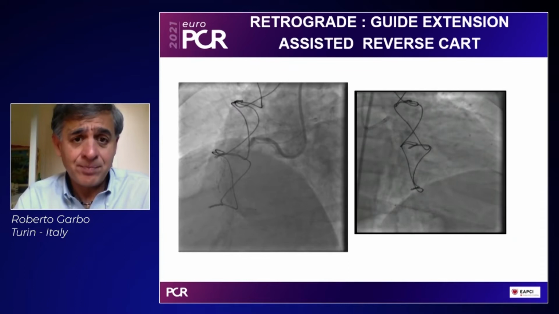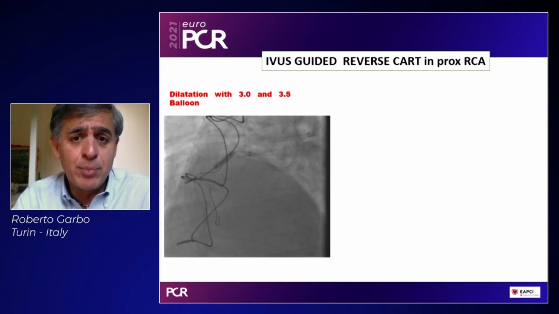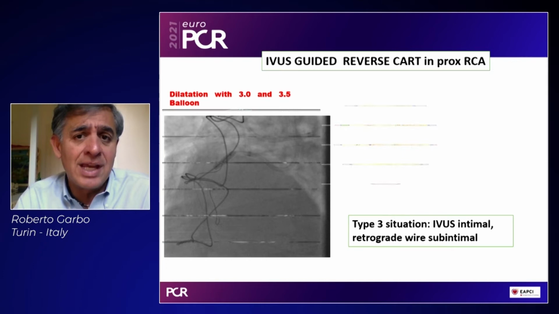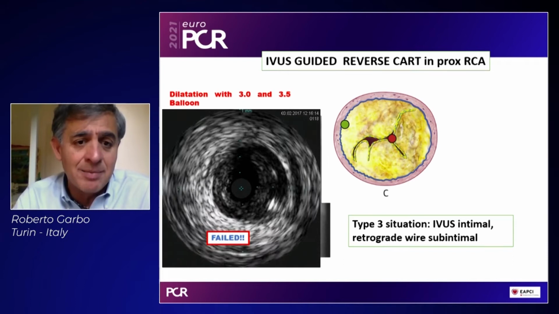When you have guide extension assisted reverse CART, this is a very nice case of proximal RCA CTO in a post-CABG patient. I went retrograde, but I was not able to do reverse CART in the proximal right because I'm not connected. You can see my retrograde wire is subintimal. My anterograde wire is intimal. This is the so-called type 3 situation.